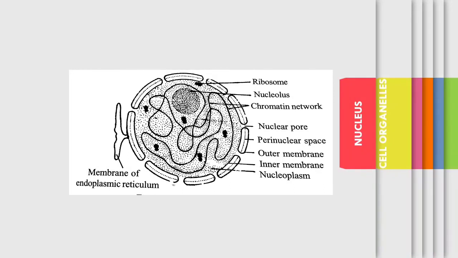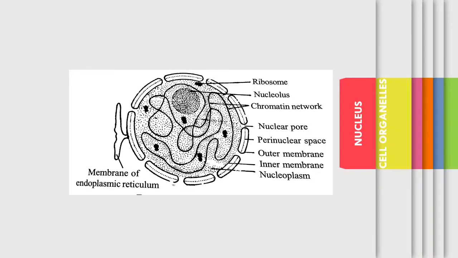The karyotheca is not continuous. At intervals, it has minute pores. The nuclear envelope is concerned with the regulation of the flow of materials between the surrounding cytoplasm and the nucleoplasm. The nucleus contains a network of chromatin. During cell division, the chromatin network is condensed to form chromosomes.